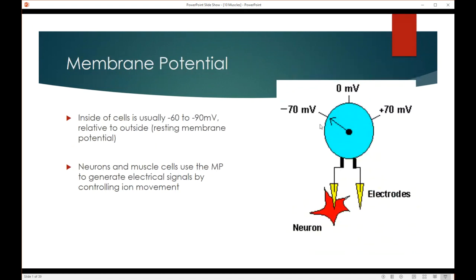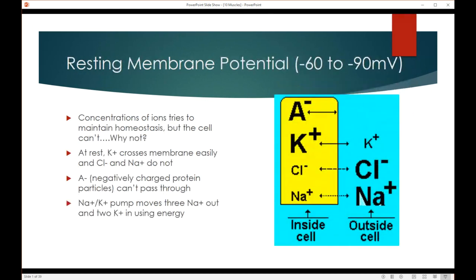The way that we get all of this to happen is through what we call membrane potential. Certain cells, specifically your neurons, your nervous cells, and your muscular cells, and some endocrine cells, have what we call a membrane potential. The inside of the cell is usually about -60 to -90 millivolts relative to the outside. We call this a resting membrane potential, meaning that it has the potential to do something. Neurons and muscle cells are going to use that membrane potential to generate our electrical signals, and they do that by controlling ion movement.